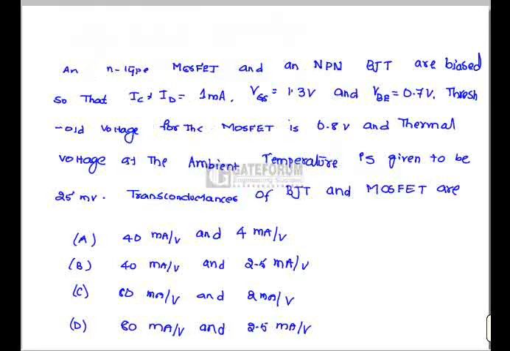An N-type MOSFET and an NPN BJT are biased so that IC equals ID equals 1 milliamp, VGS equals 1.3 volts and VBE equals 0.7 volts. The threshold voltage for the MOSFET is 0.8 volts and the thermal voltage at ambient temperature is given to be 25 millivolts. Find the transconductances of the individual BJT and the MOSFET.